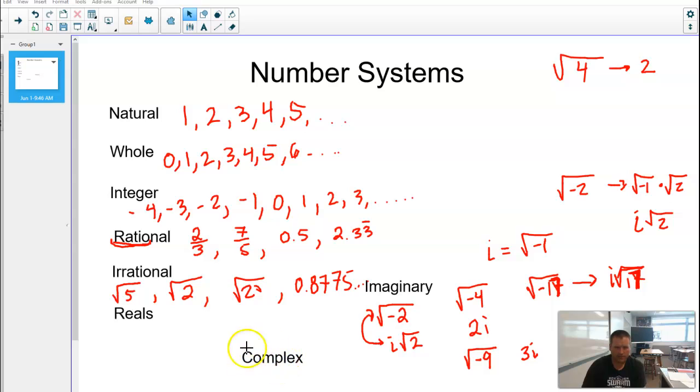And then the last type of number we have is a complex number. A complex number is a real plus or minus an imaginary. Okay? And so it's really just combining those two things together. So if I did 2 plus or minus 3i, that is a complex number.